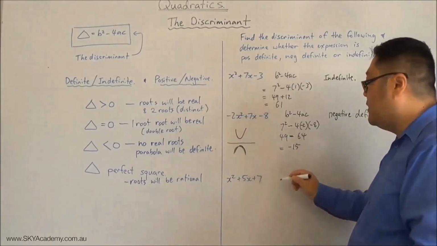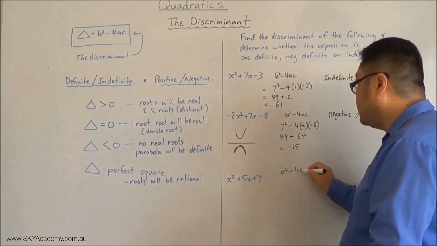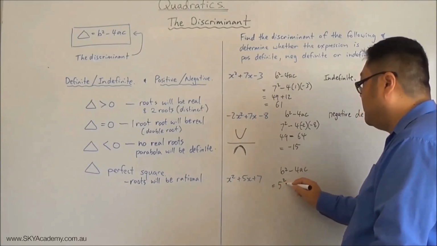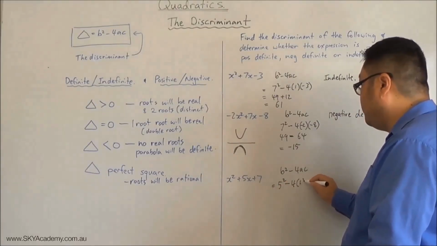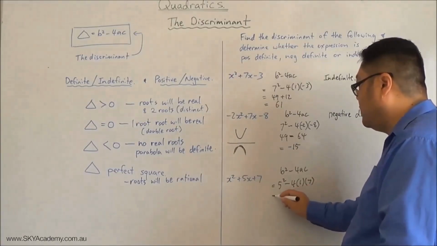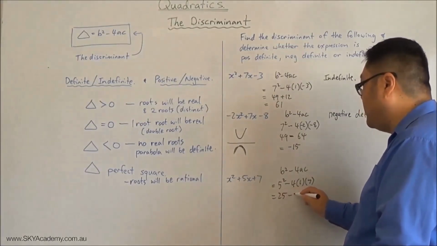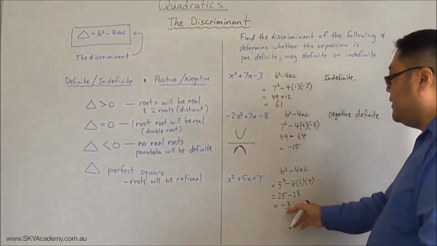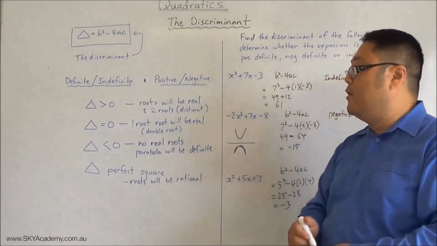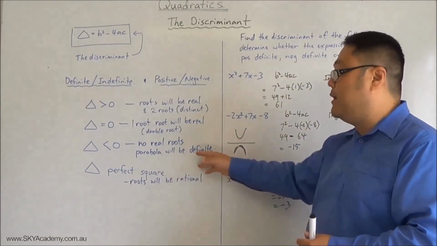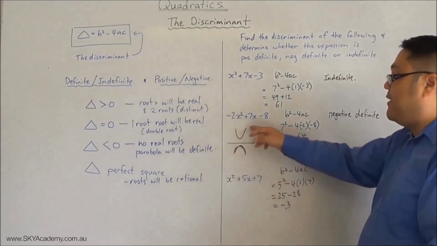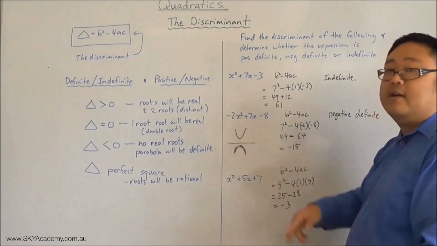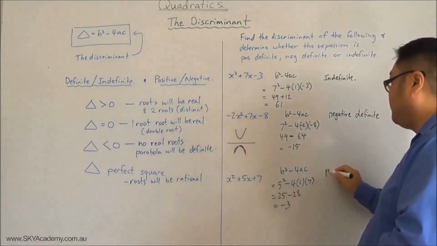Alright. And for the last one, b squared minus 4ac, b squared would be 5 squared minus 4 lots of 1 by 7, which is 25 minus 28, which leaves you with negative 3. So again, you have no real roots. The whole parabola would be definite, but whether it's above or below will depend on the leading coefficient. The leading coefficient 1 is positive, so it would be positive definite.